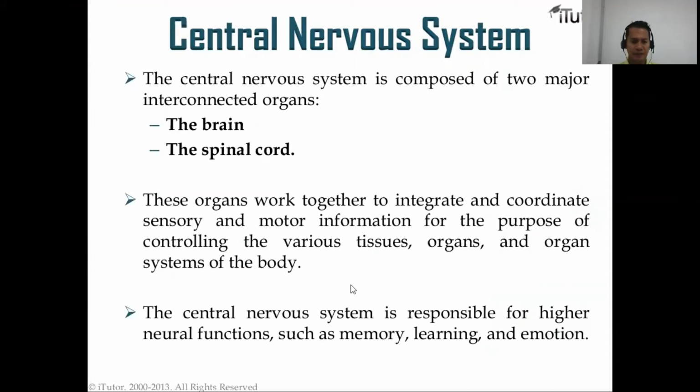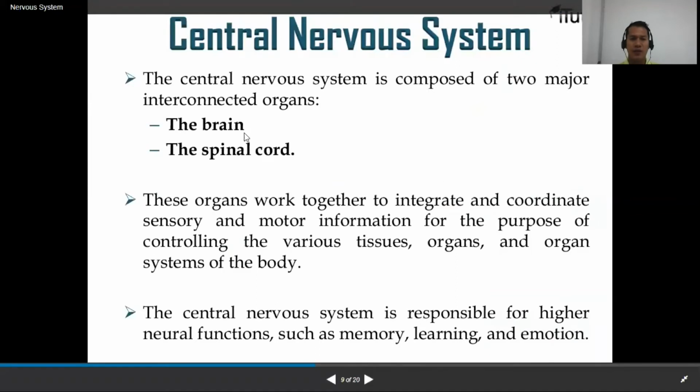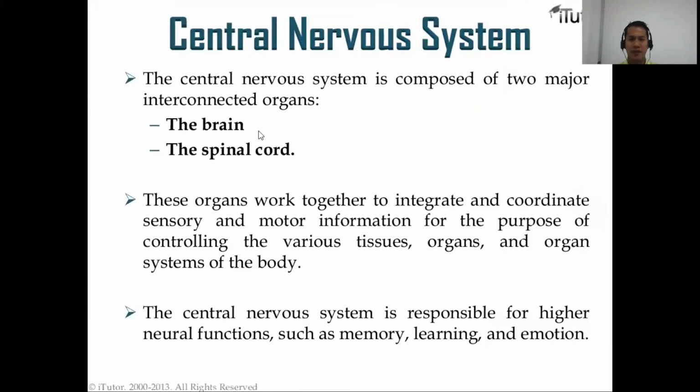Okay, so it's very important to protect our brain. That's why we wear a helmet when we are riding a motorbike, so that it's going to be protected. Actually, it's protected by the skull or the cranium. The spinal cord is embedded in our spinal column or the vertebrae.